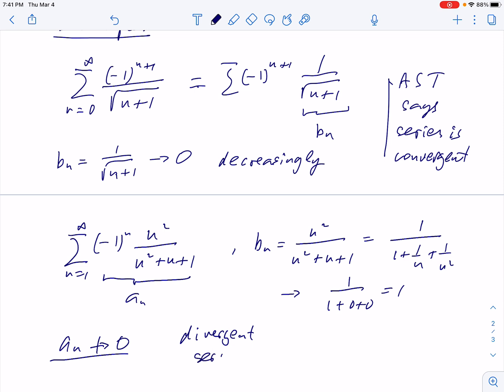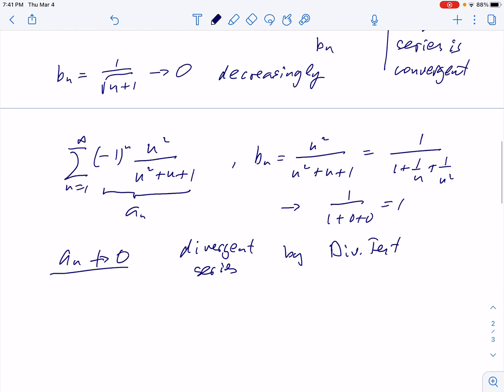Divergent series by divergence test. The general term does not approach 0. Here the positive parts approach 1. With plus minus, it's not 0. A sub n is actually divergent. Another example.